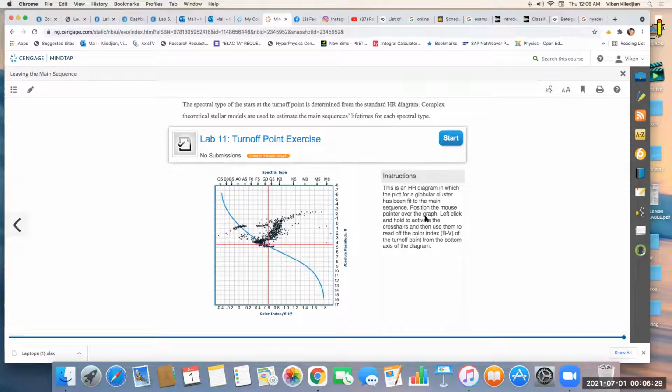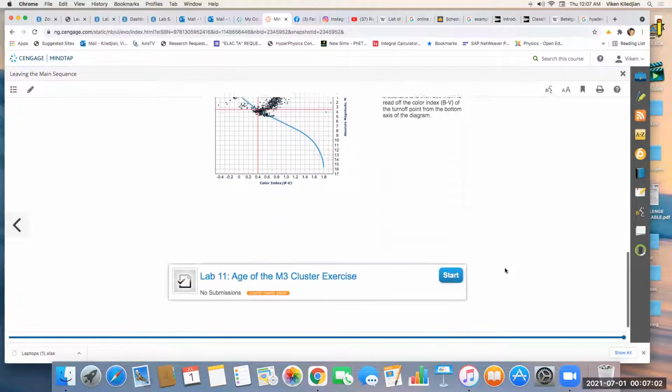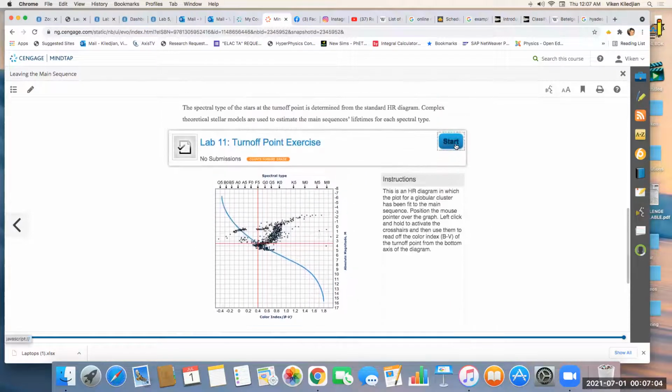Position the mouse pointer over the graph, left click and hold to activate the crosshairs, and then use them to read off the color index of the turnoff point from the bottom axis of the diagram. If you think that this is the turnoff point, I believe it's somewhere here. So the B-V index would be what? 0.4, 0.2, 0.3, 0.4. It looks like around 0.4. Then what else can we do here? Start.